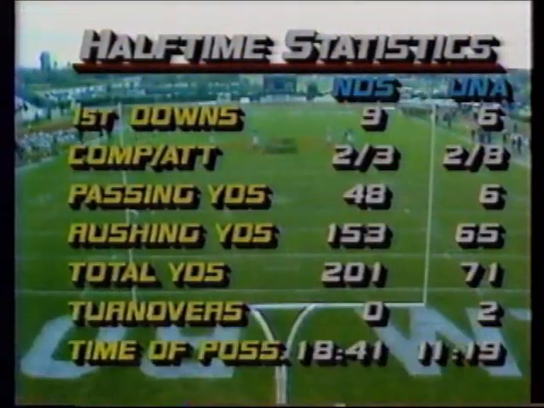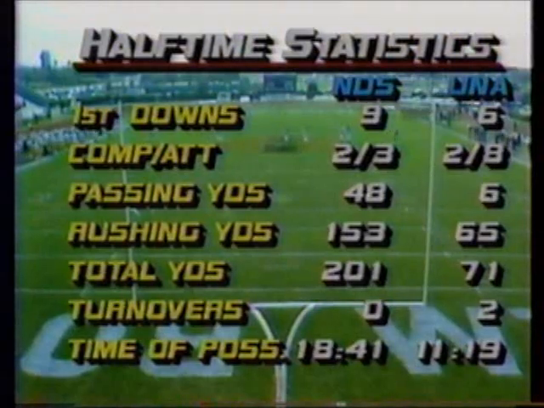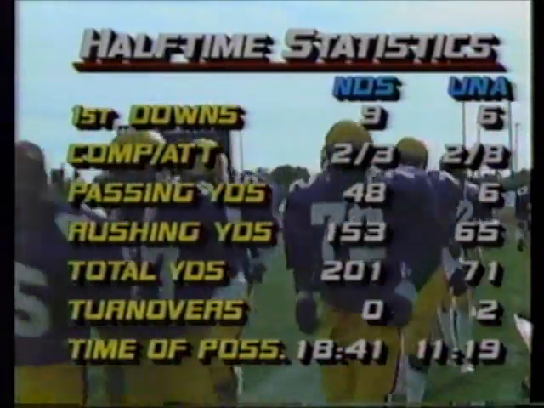This chance to look at these first half statistics. What do you think is really significant? I think the significant thing about the first half is that the North Dakota State offense has been dominant over the defense of North Alabama.